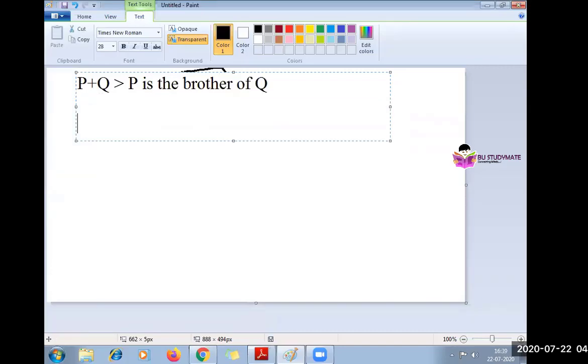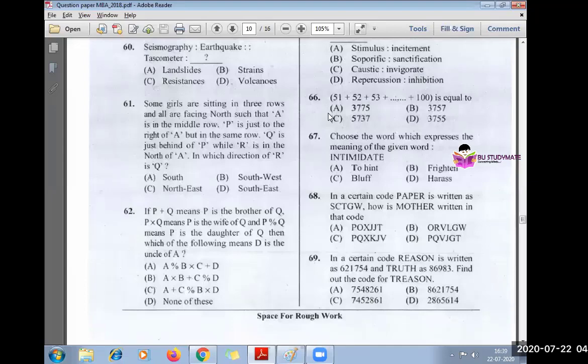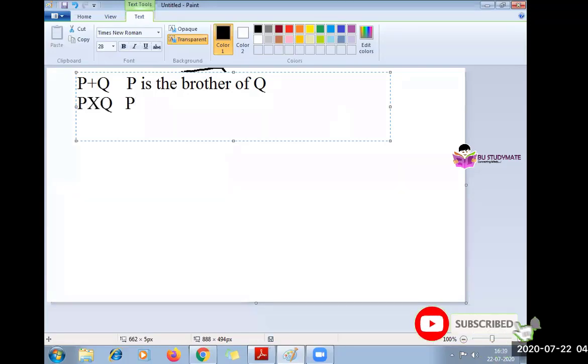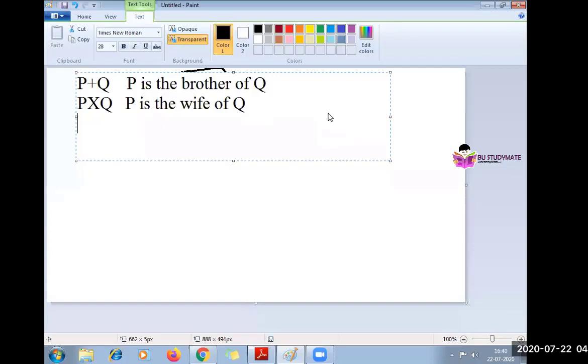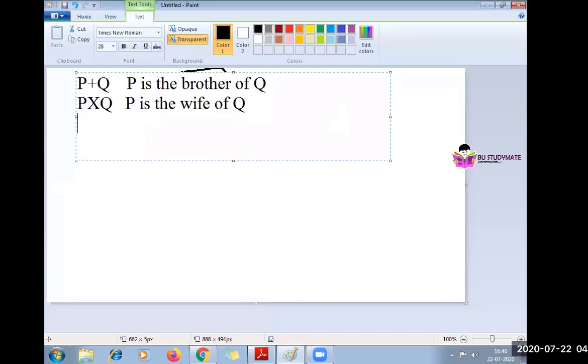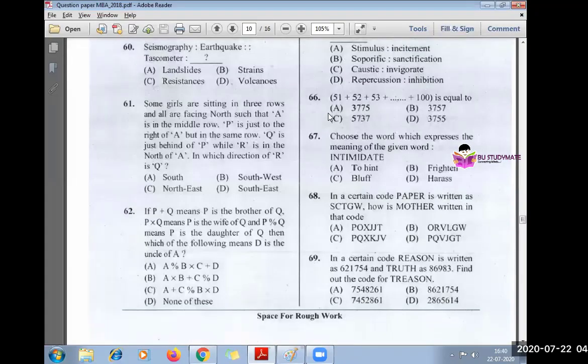Then what they have given? P into Q means P is the wife of Q. Then P percentage Q means P is the daughter of Q. Yeah, only three things.